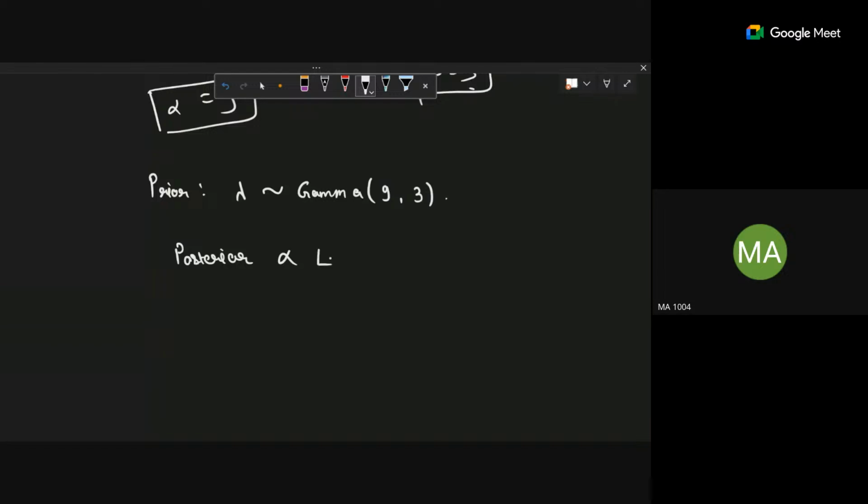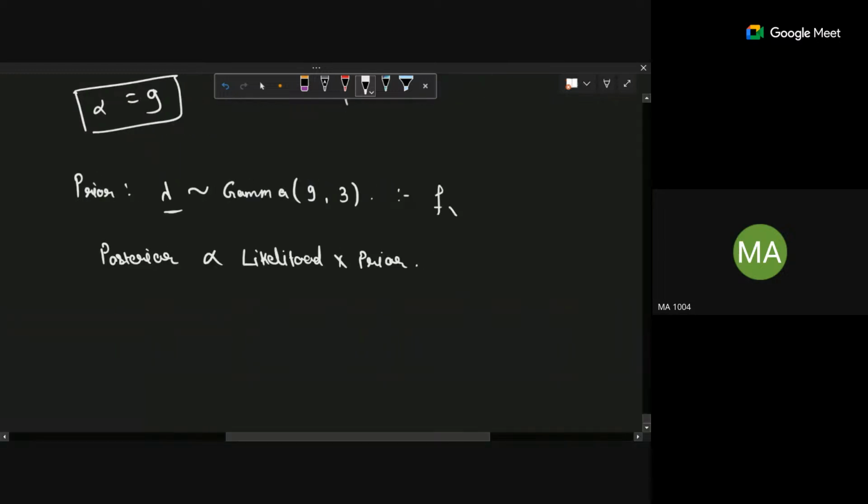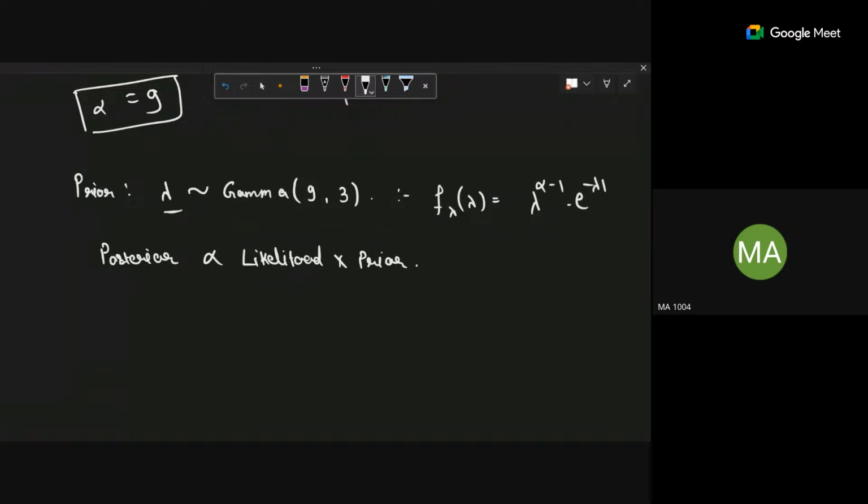Posterior is directly proportional to likelihood times prior distribution. For the prior, if it is a gamma distribution, it should look like lambda raised to the power alpha minus 1 times e raised to the power minus lambda beta. We know alpha and beta, so we can put in the values: alpha is 9, beta is 3.